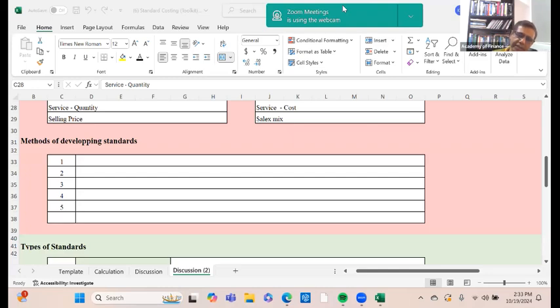And what were the labor standards? How do you think we should prepare labor efficiency? How much labor is required to make a unit? How do you think we should prepare those standards?